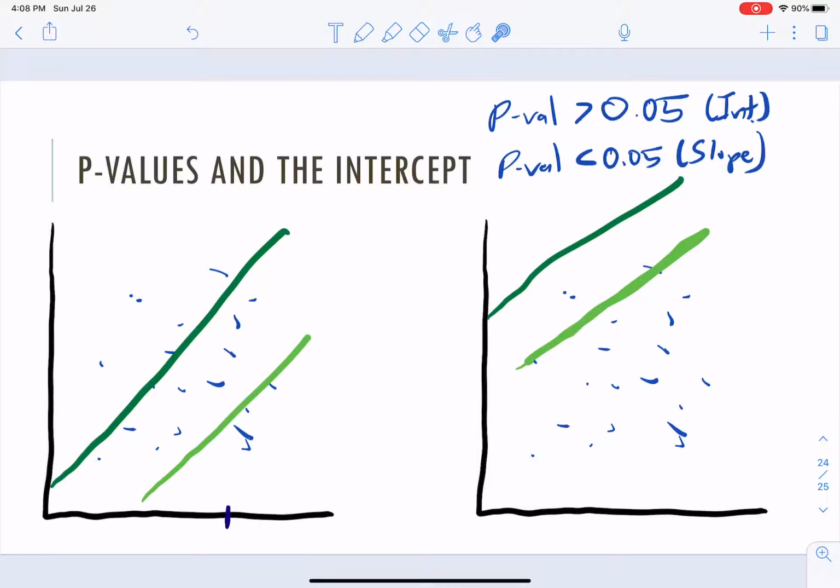But since we can't trust the intercept, if I were to plug in some x value and try to get a new y value out of it, it's either going to say it's here, or it's going to say it's here, right? We're just not able to say much about the predictive accuracy of our model. We still can say a lot about the slope, and the relationship between those two things. But as far as predicting, we're out of the park. We can't even get in. We cannot predict if our p-value for our intercept is greater than 0.05.